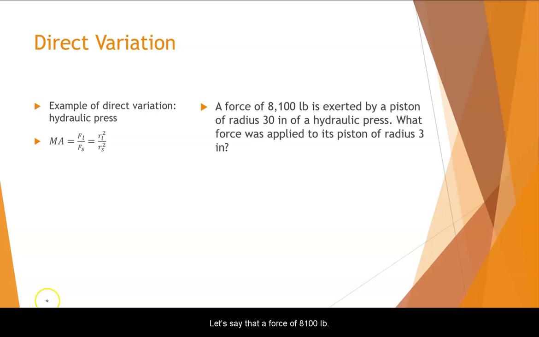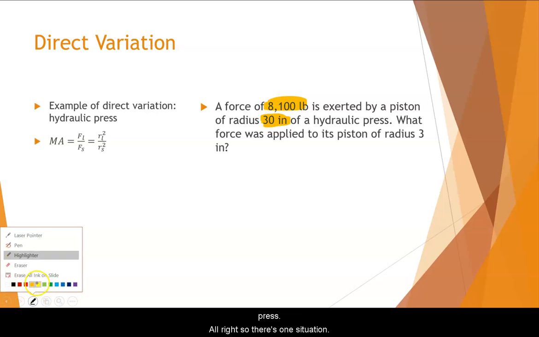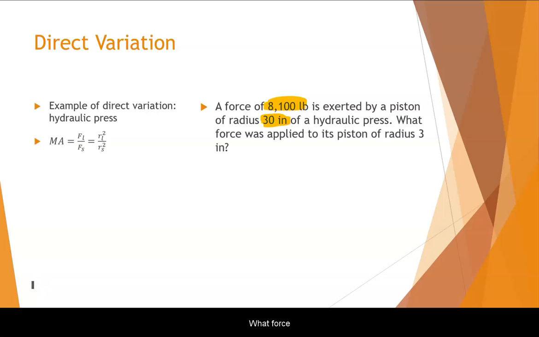Let's say that a force of 8,100 pounds is exerted by a piston of radius 30 inches of a hydraulic press. All right, so there's one situation. What force was applied to its piston with a radius of 3 inches? So again, we have 2 situations here. We have one situation where we know both parts and one situation where we're missing a piece.